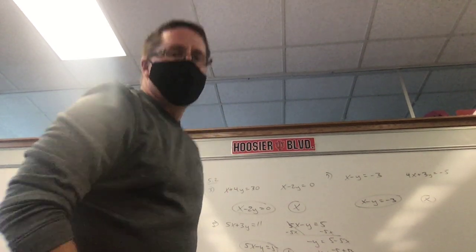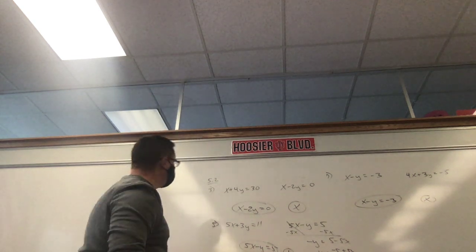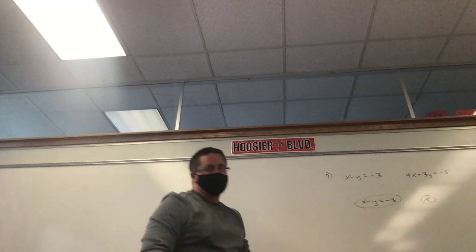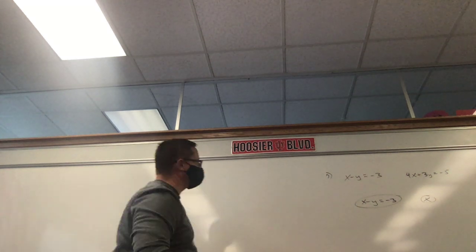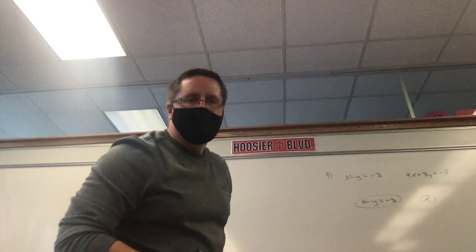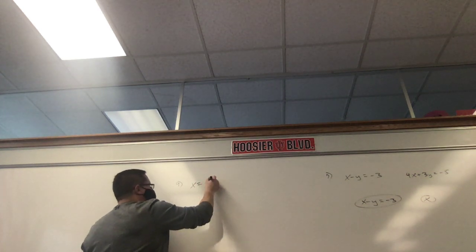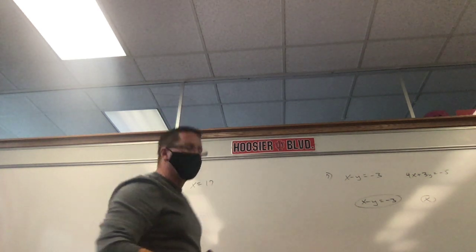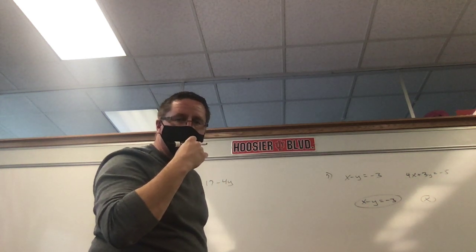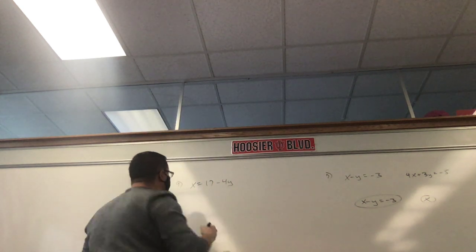Okay, we're going to do maybe just a couple of questions here. Question number 9. I just think it'd be better to dive into these. I think they're trying to make it easier, and it's making it more confusing. We're actually going to use what's called substitution here. It says x equals 17 minus 4y, and y equals x minus 2.